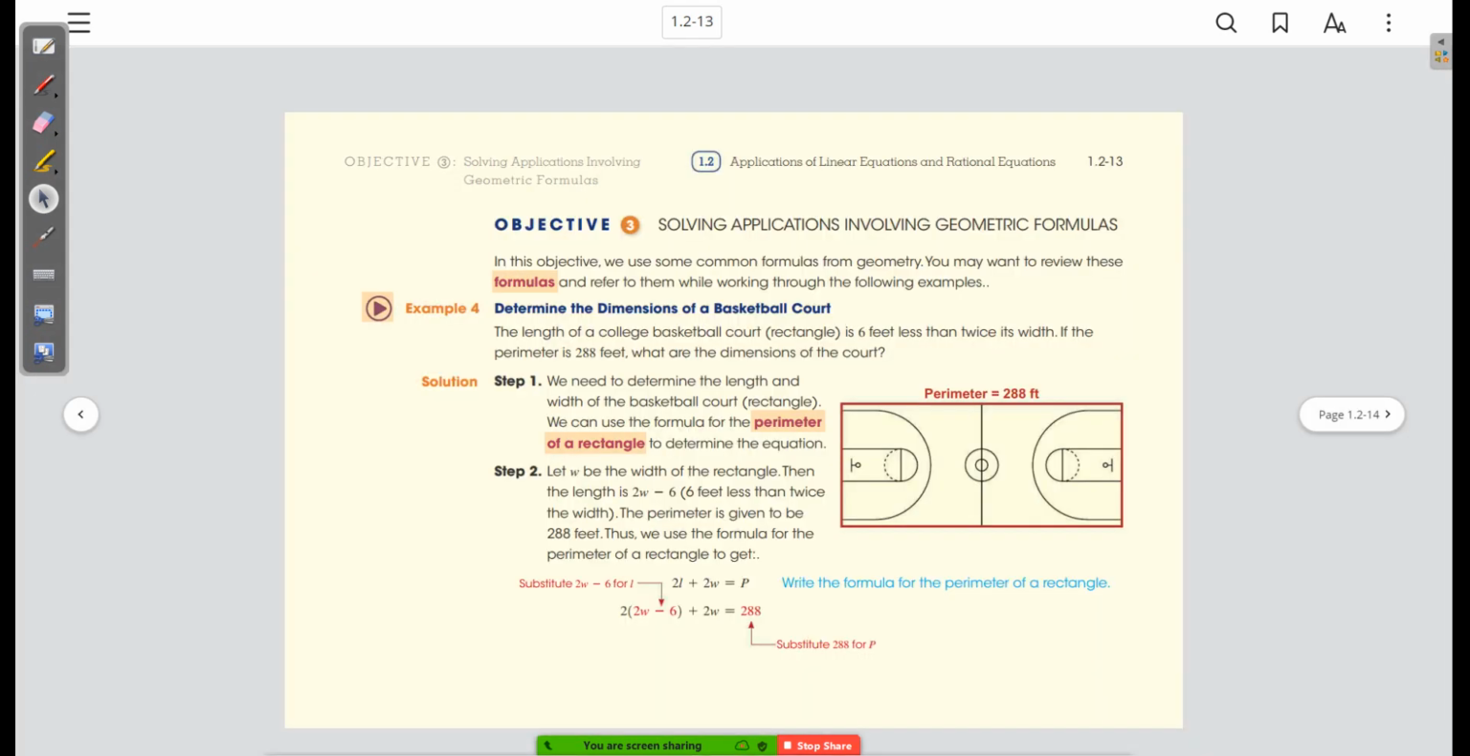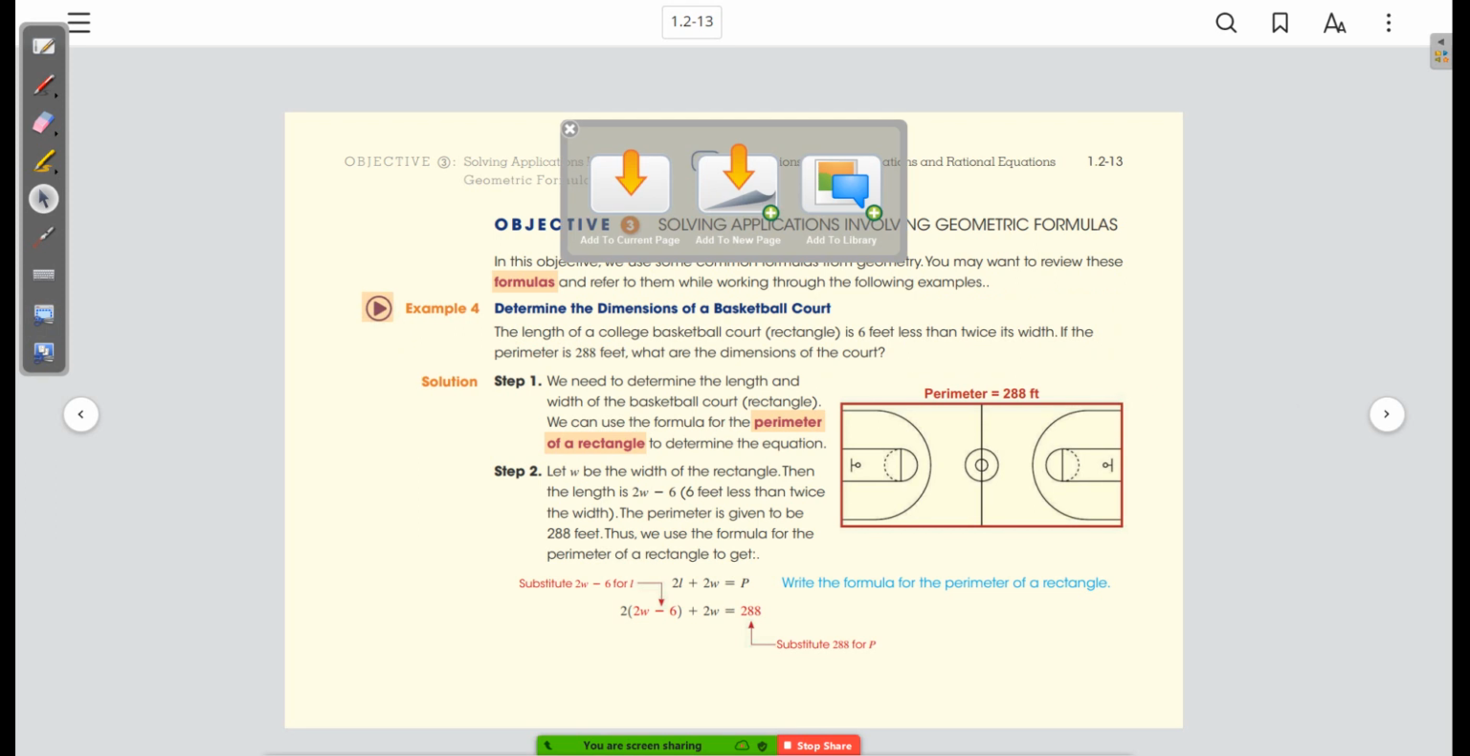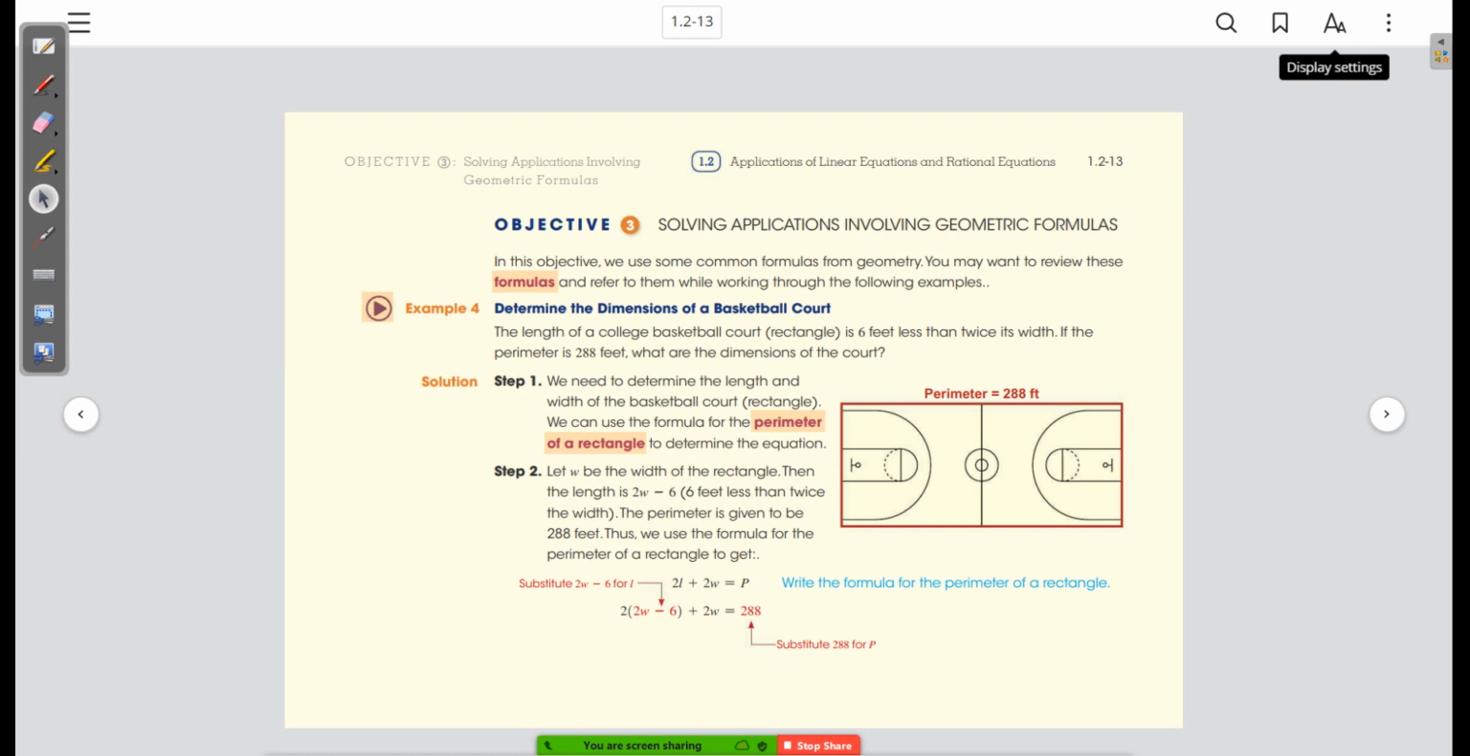Okay, so example 4. Now, this is one that I will do. Before we proceed, let's see what it says. It reads, in this objective, we use some common formulas from geometry. You may want to review the formulas and refer to them while working through the following examples. Your geometry examples are just some things you have to memorize, like the area of a triangle, the area of a square, things like that.